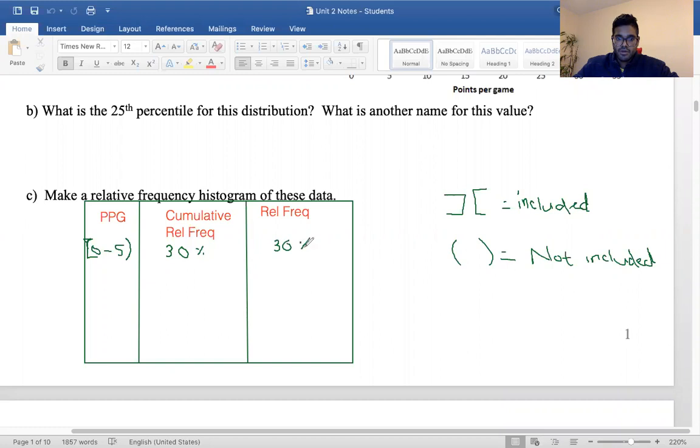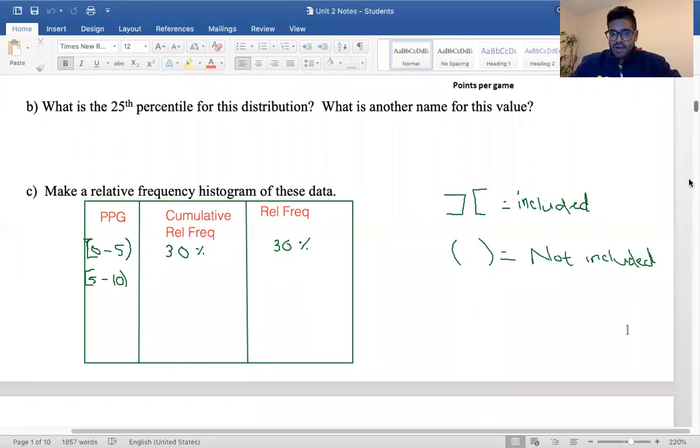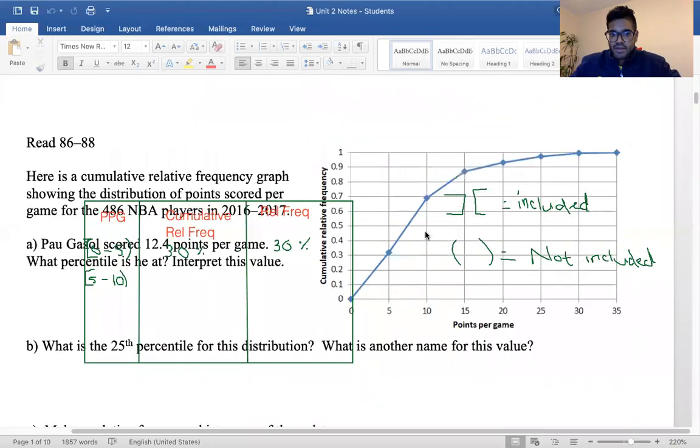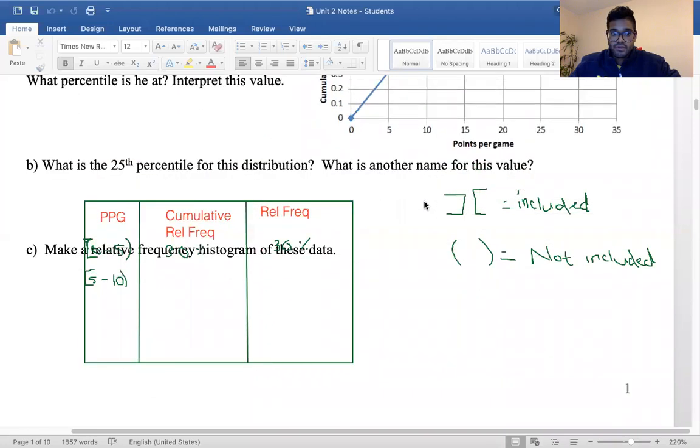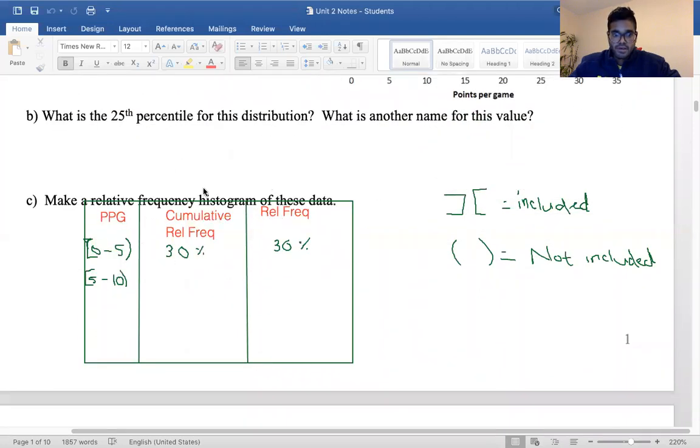Now my next group is going to start at 5, so it's going to include 5 and go all the way to 10, but not including 10. So it's going to go from 5 all the way to 9.9999999. And so now that cumulative frequency, if I go back up to the graph, if I look at just below 10, I'm at essentially 70%. I'm going to call that 70% for the purposes of this. So my cumulative frequency is 70%.